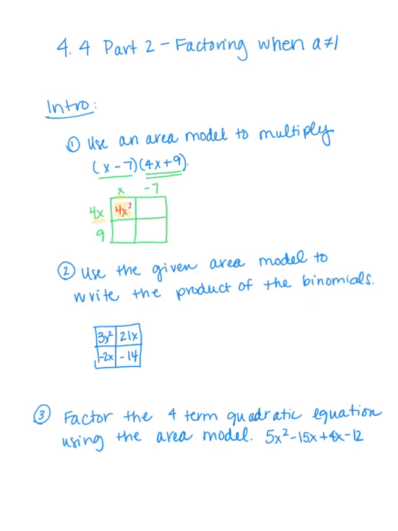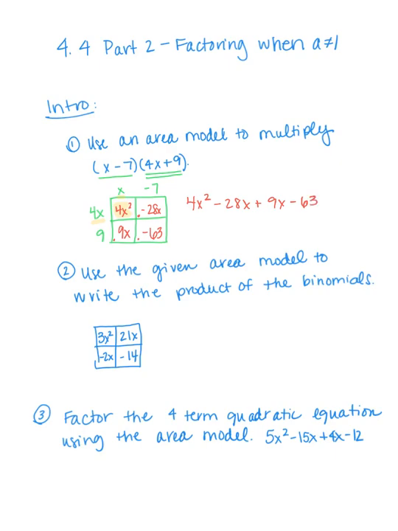And then for this cell right here, we're going to do 4x times -7, which is -28x. For this cell, we're going to do 9 times x, which is 9x. And for this cell, we're going to do 9 times -7, which is -63. And then we're just going to write those out. So 4x squared minus 28x plus 9x minus 63.